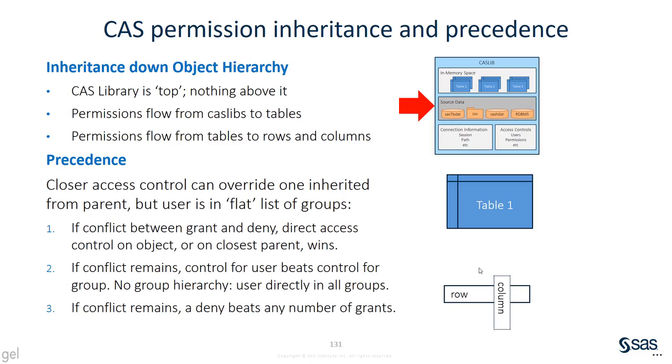So inheritance is down the hierarchy. The top of the hierarchy is the CAS lib. The next level down is the tables within the CAS lib. And then we can also set permissions in CAS on the rows within a table or even the columns within a table. We can set column permissions also. And as I mentioned before in the previous slide, the closer an access control is to the object that we're looking at, the more important it is. And group membership is important, but it's evaluated in a flat manner.